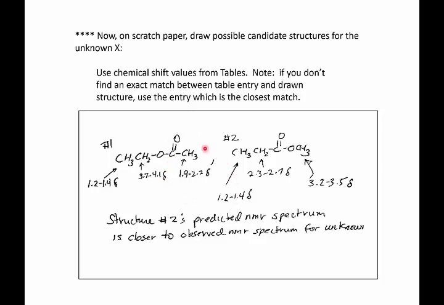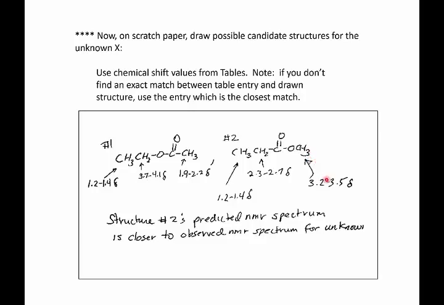Now structure 2, I looked in the table, I found that you have a CH3 attached to an O to a carbonyl group is 3.2 to 3.5. Notice that this CH3 delta versus this one, that's a lot further downfield. That is, it's a larger delta value, and that's because the oxygen is more electron withdrawing than the carbonyl group. So remember that an electron withdrawing group pulls away the electron cloud density, and that causes the chemical shift value to get higher.